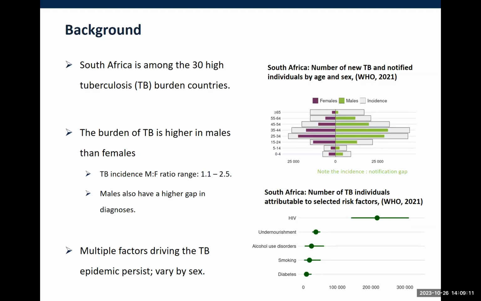Okay, so as we all may know, TB is still highly prevalent in South Africa and a major challenge. But what is also clear is that it's much higher among men compared to females, indicated by the incidence to notification ratios much higher in men. While we know HIV is the strongest risk factor in South Africa, there are other highly prevalent risk factors, including undernutrition, smoking, diabetes, and smoking would contribute to TB in South Africa as well, and these also vary by sex.